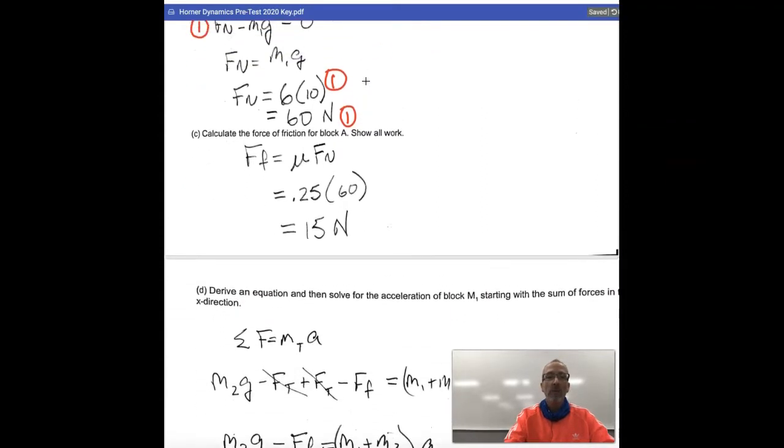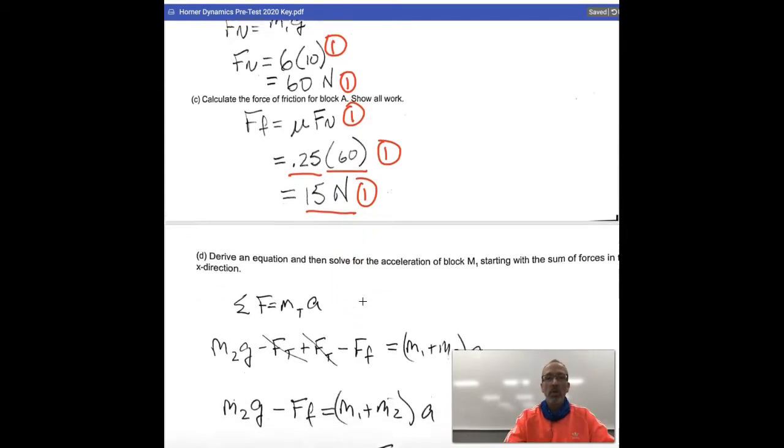So I have plugged that in right here. I already know the normal force is 60 newtons. So I plug that in here, multiply the two together, and I get 15 newtons. To score this one, it would be 1 point, 1 point, and then 1 point for the number and the unit. So make sure you have both.